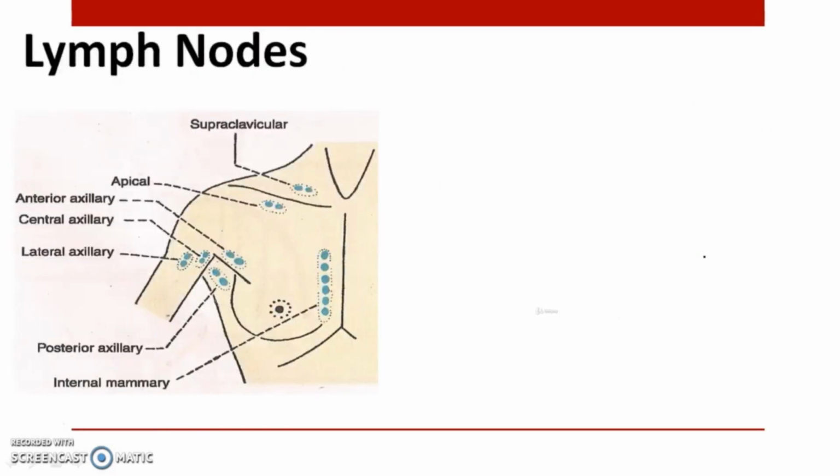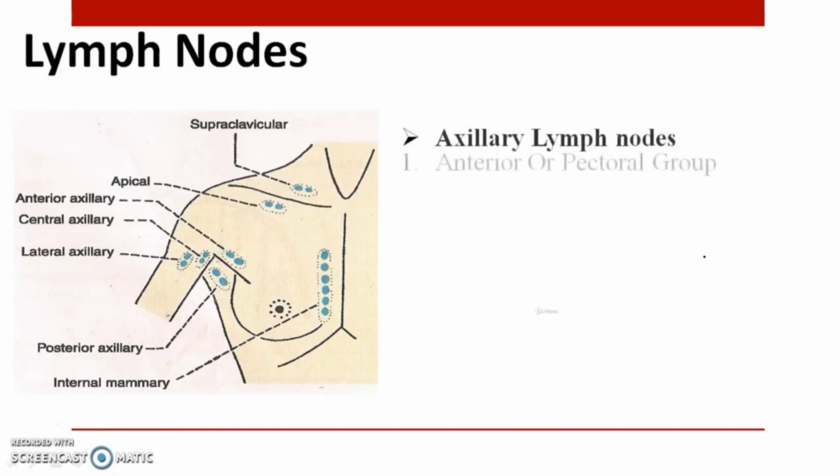So that's all about the lymphatic distribution, about the lymphatic vessels, how it is getting drained into lymph nodes surrounding the mammary gland. Now we are going to talk about lymph nodes which are seen surrounding the mammary gland. Those lymph nodes are again axillary lymph nodes, which we already dealt.